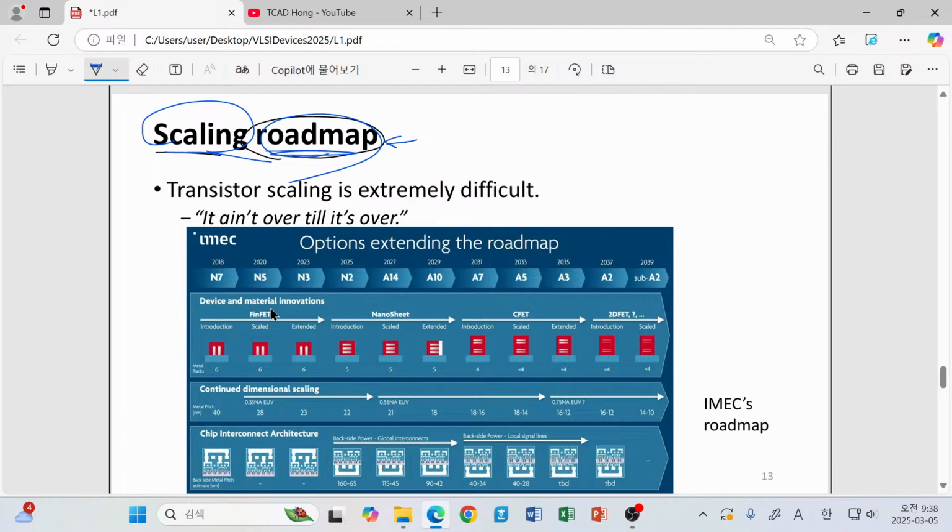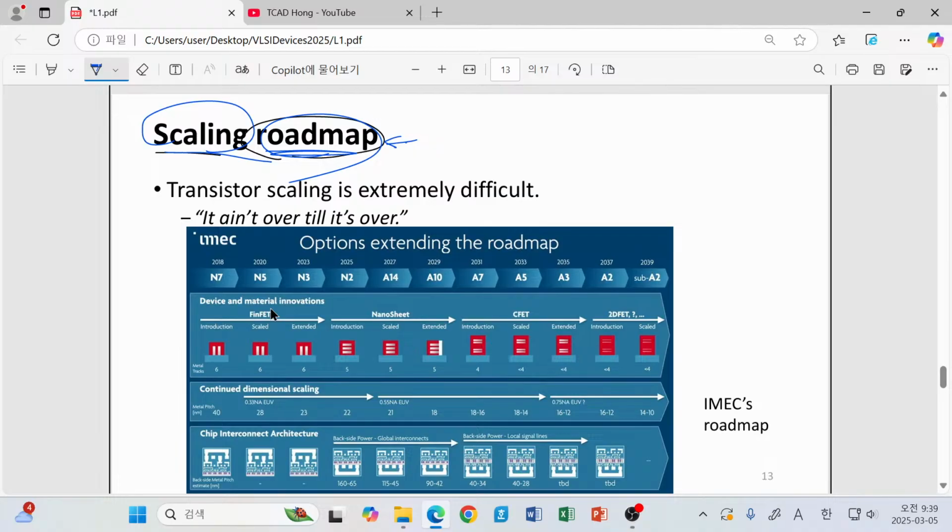For several decades, they have made a roadmap for next technology development, and amazingly enough, they always achieve that roadmap. When they say I will do that by 2025, then they did it. So that is a really amazing thing. So where are we now?